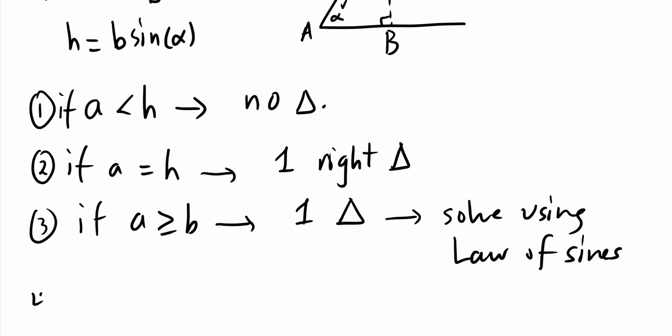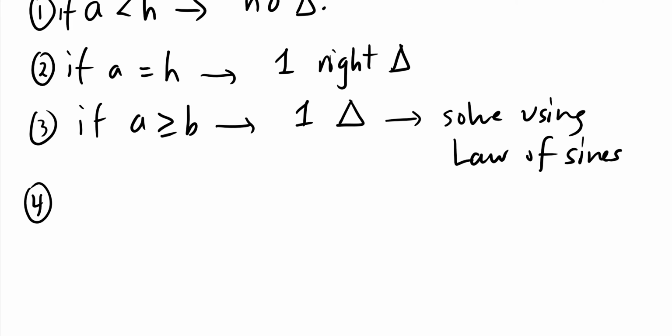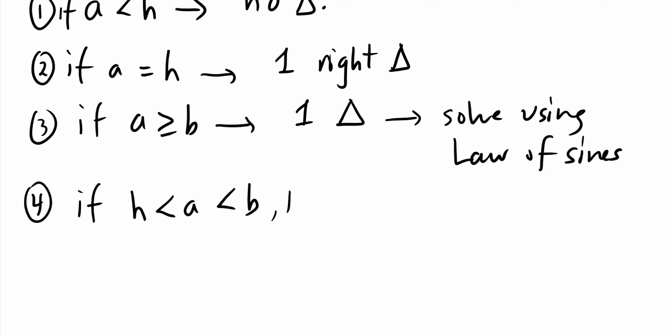And the fourth case, that's the one that requires more work. If we find the H and happen to find that H is less than A and A is less than B, then there are two distinct triangles.